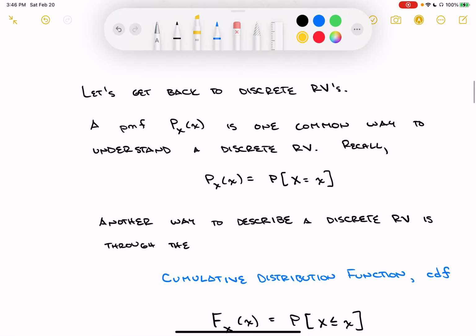Let's go ahead and get back to the discrete random variables that we were studying beginning with chapter 3. We had already introduced the idea of a probability mass function, which we call p_X of x, and that's one common way to understand a discrete random variable. If you recall, that probability mass function, p_X of little x, right, just tells us the occurrence probability for the random variable X taking on a particular value, little x. So it's just the probability, right, that X equals little x. It gives us an idea of how probability is distributed across the different values of X.